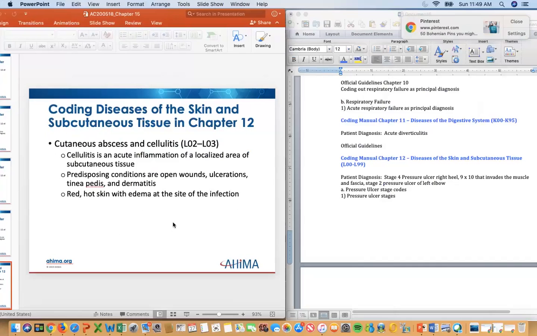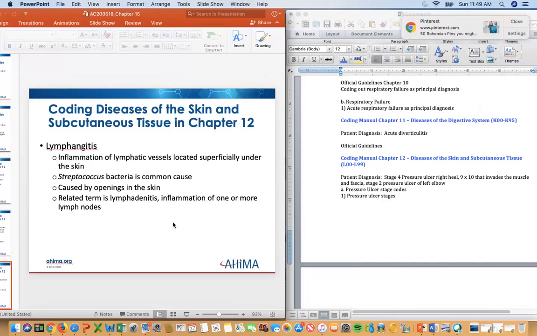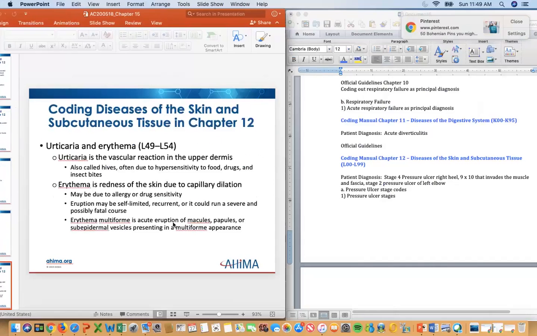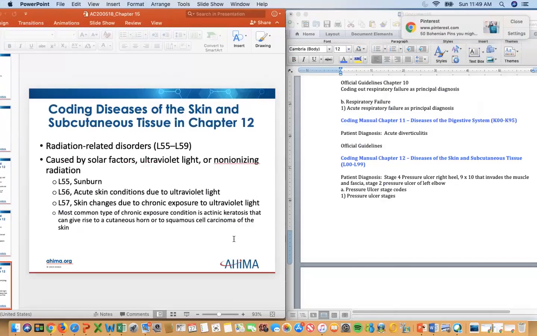So we have cutaneous abscess and cellulitis, and there are codes for that. Lymphangitis is another diagnosis, and dermatitis will be hit in this chapter. Again, just familiarize yourself. Urticaria and erythema, again, we know the definitions of both of those. The SJS syndrome, toxic epidermal necrolysis, or TEN as they'll call it. It says also to use an additional code to show adverse effect of a drug or associated manifestations of that. We have radiation-related patients that are coming in for cancer and being treated with chemo or radiation, which would meet all of these categories.